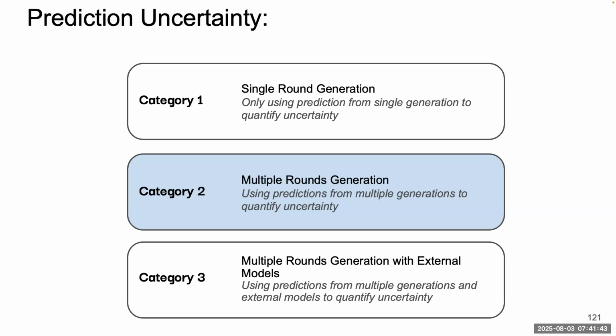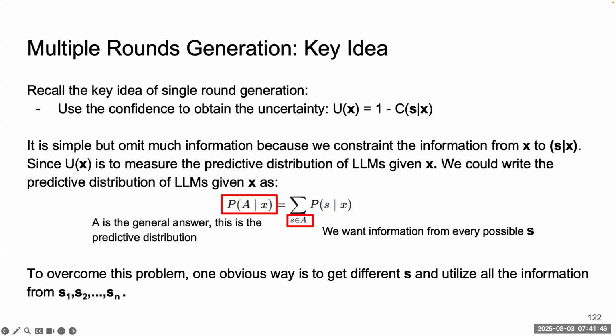This also falls into a similar idea as ensembles. You have multiple generations, and you calculate over all the possible answers to get an estimation of the probability distribution of a certain answer. And with this distribution, you can calculate the uncertainty out of it, right? But if you have a black box setting, it's really hard to get this joint probability of an answer.